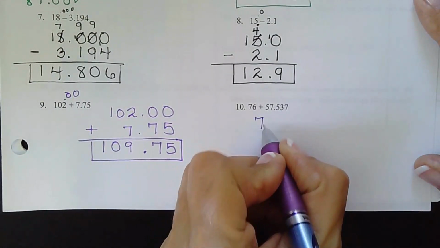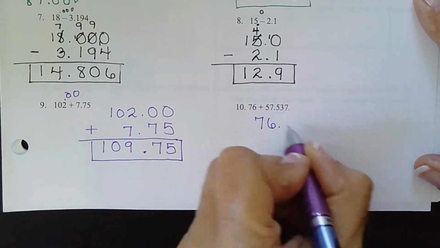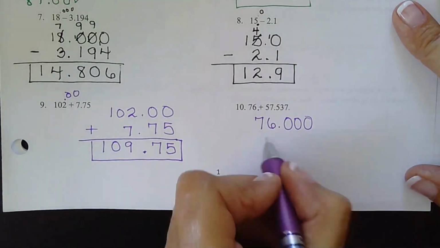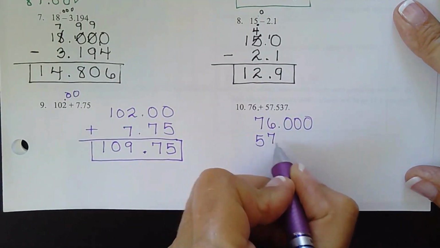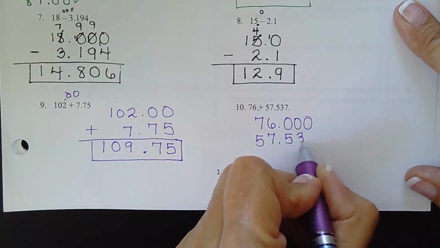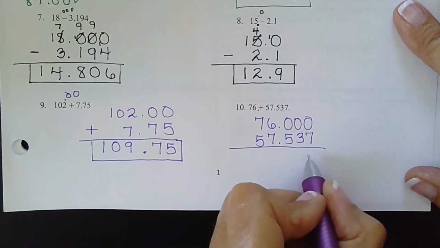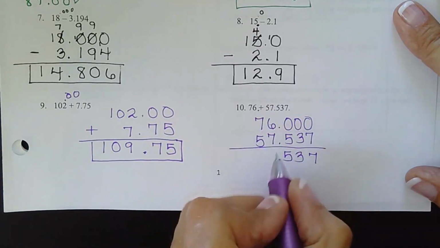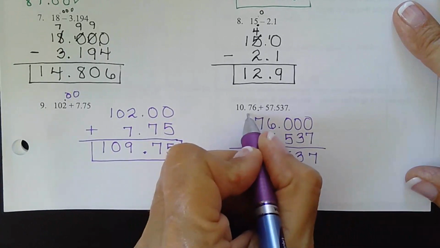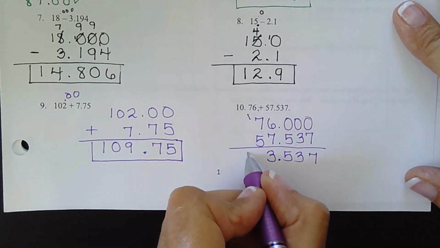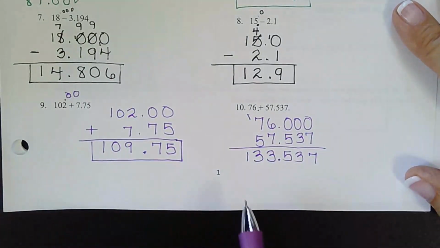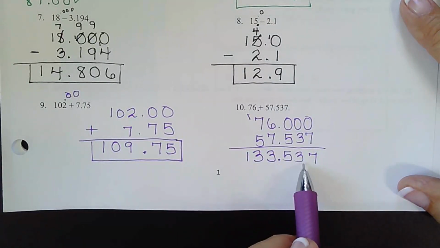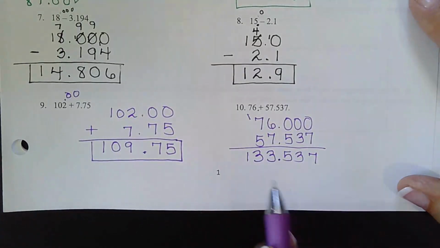And last one on this page, this one needs 3 decimal places, so take 76, who has its decimal at the end, add 3 decimal places, 57.537. So 735. 6 plus 7 is 13, carry 1, 12 plus 1 is 13. So that would be read 133 and 537 thousandths.